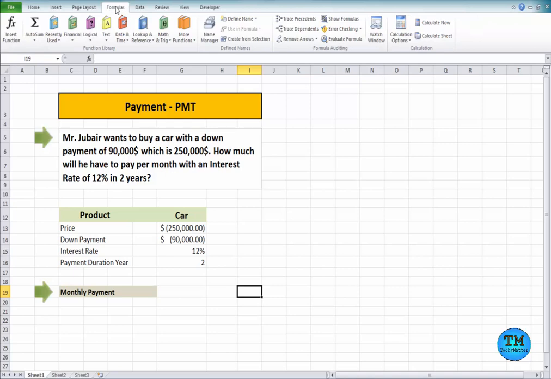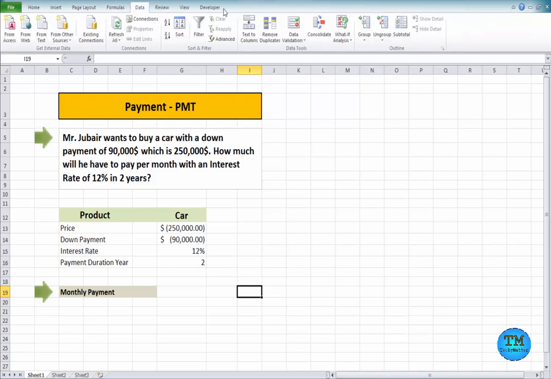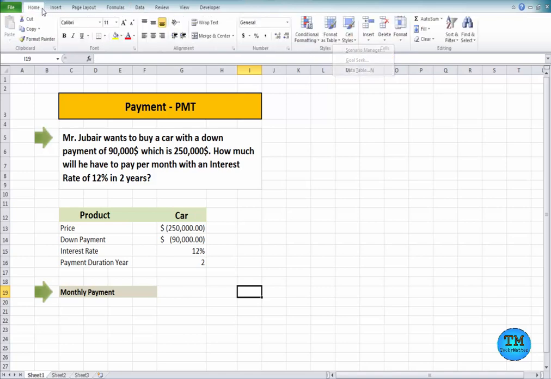Now I'll show you how to get the payment out of Microsoft Excel. So let's see how PMT works. Here you can see I've written an example so that you can easily understand.